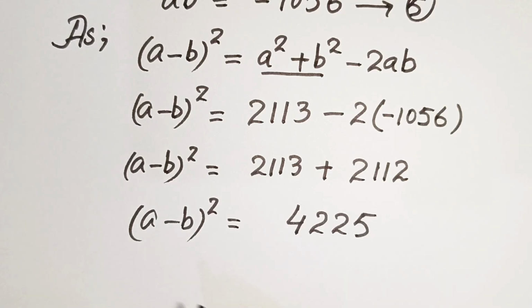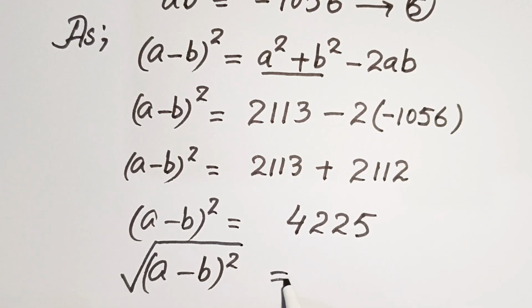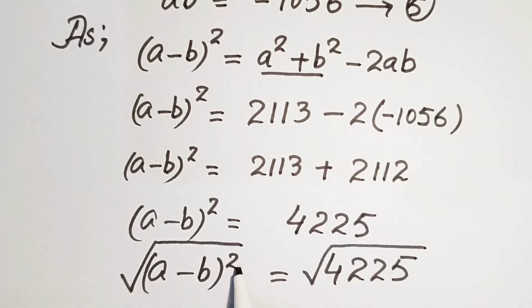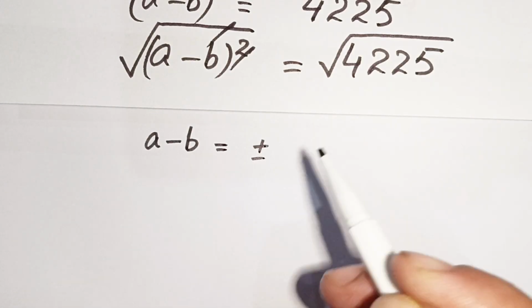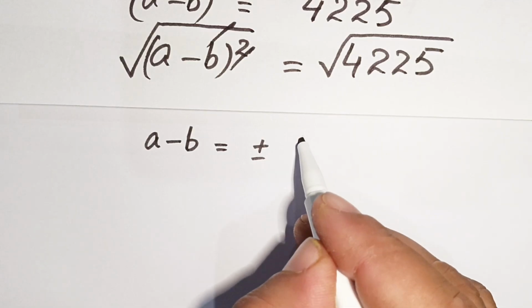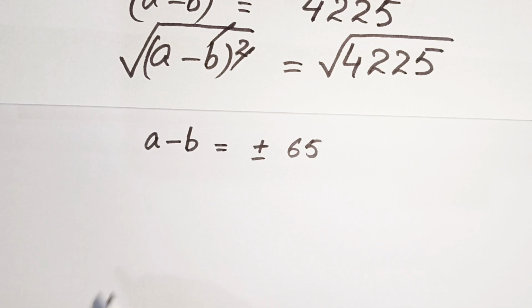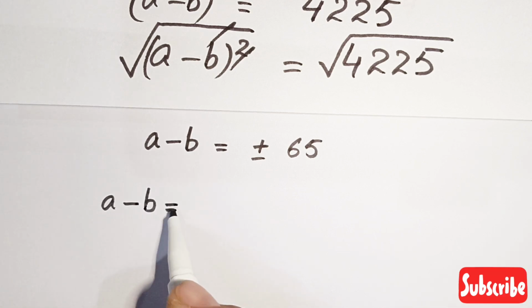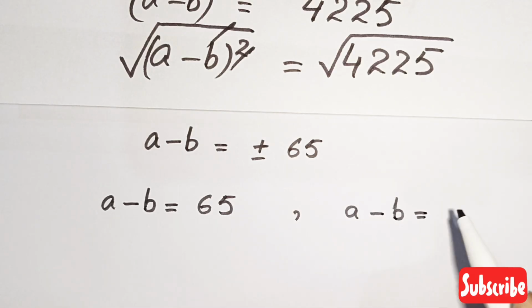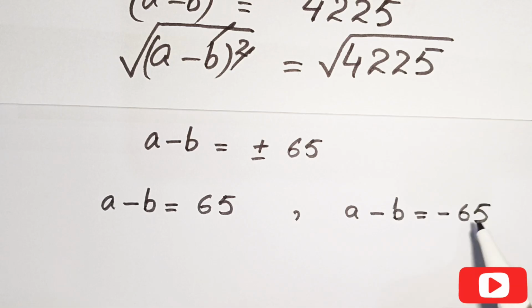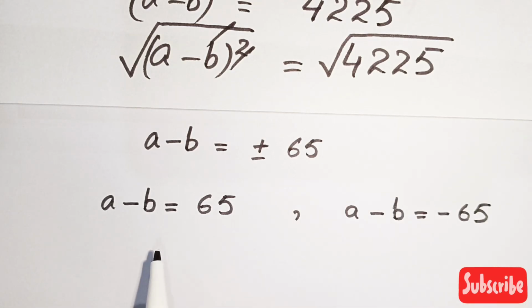So if we take the square root on both sides, (a minus b) whole squared and 4225 taking square root, the square cancels out with the square root, and we get a minus b is equal to plus minus the square root of 4225. We know that it is equal to 65. So here we have two values of a minus b. The first one is a minus b is equal to 65, and the second is a minus b is equal to minus 65. Now we are going to solve these two equations.